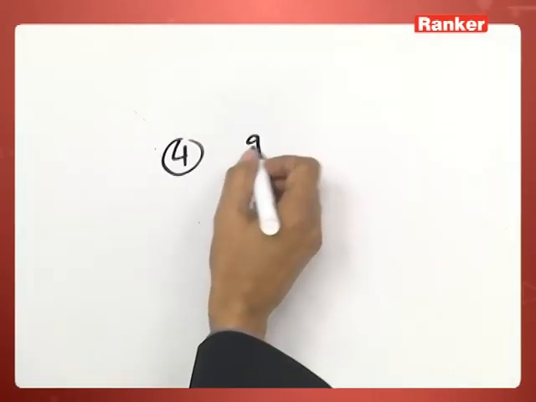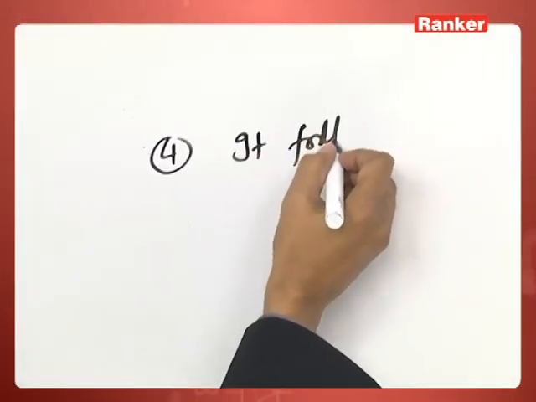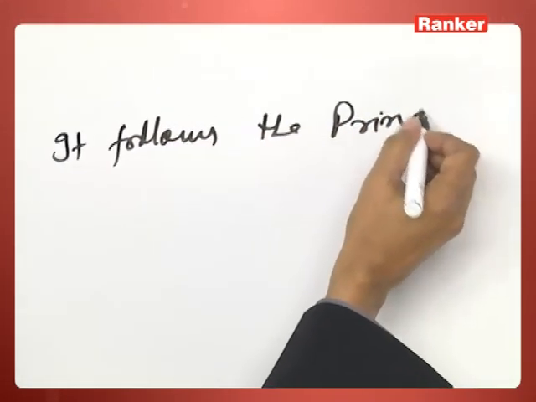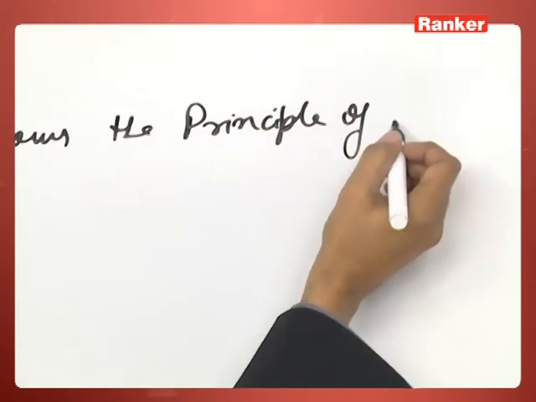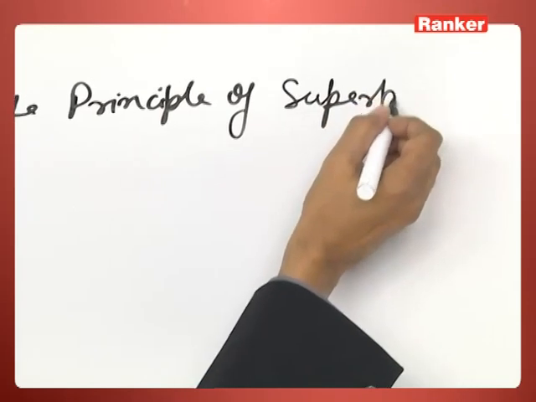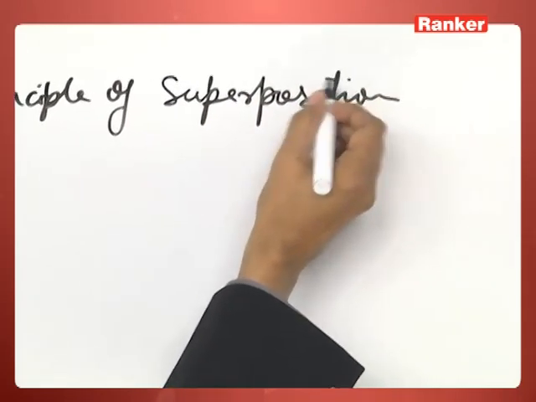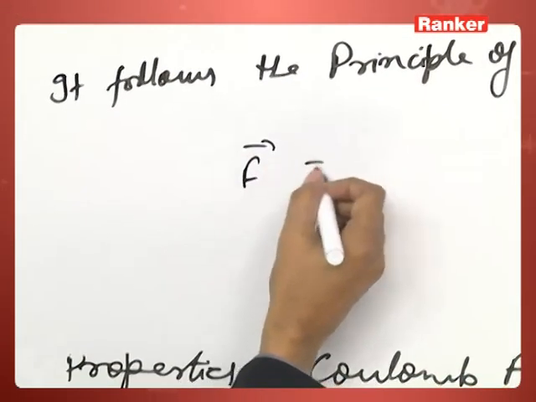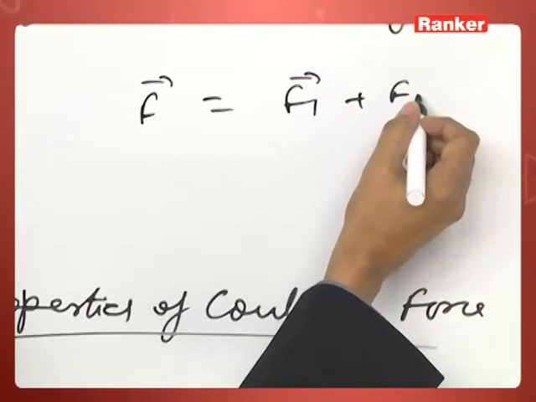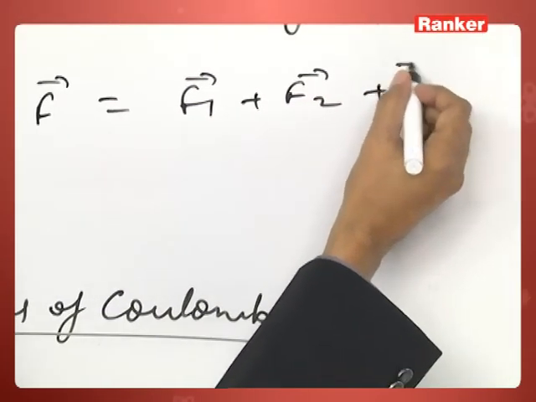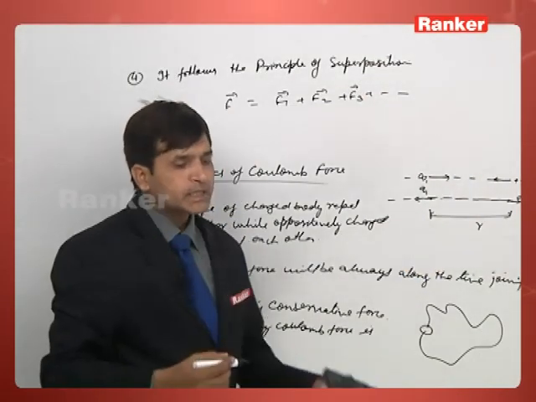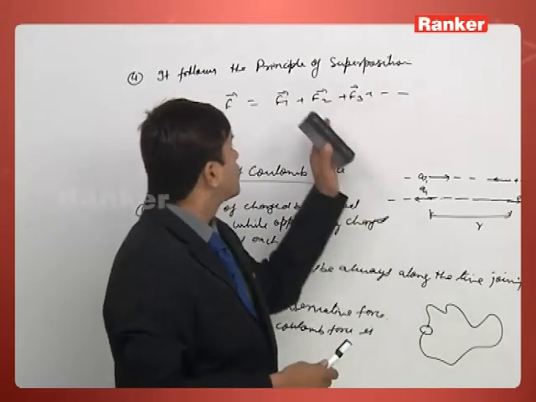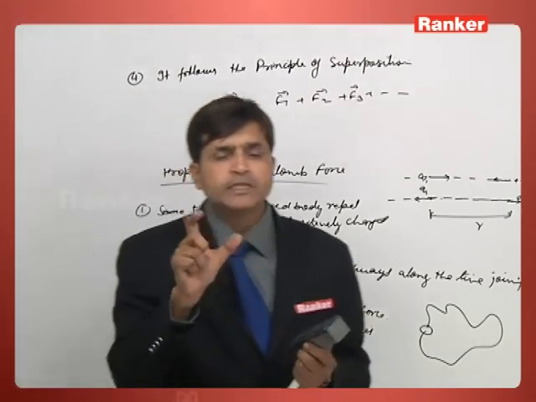Next point, it follows the principle of superposition. We can say F is equal to F1 plus F2 plus F3 and so on. What is the meaning of this statement? Coulomb force follows the principle of superposition. So what is the meaning of this statement?